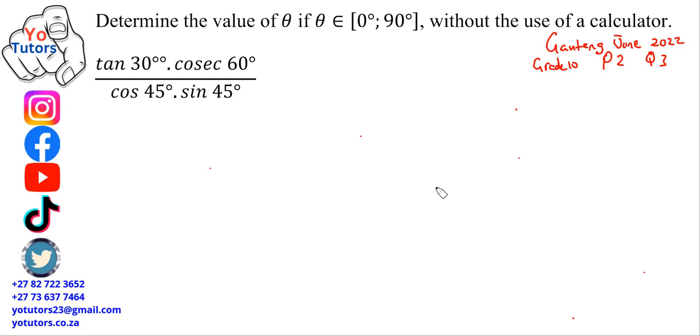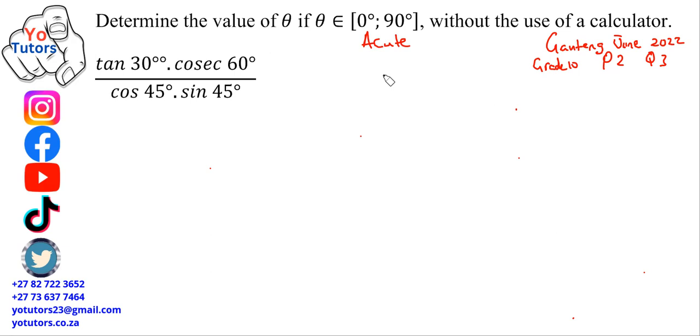What we are asked to do here is solve this and determine the value of theta, if theta is an element of 0 to 90, meaning your angle must be acute. So here, acute angle, we cannot give an angle above 90. Without the use of a calculator.